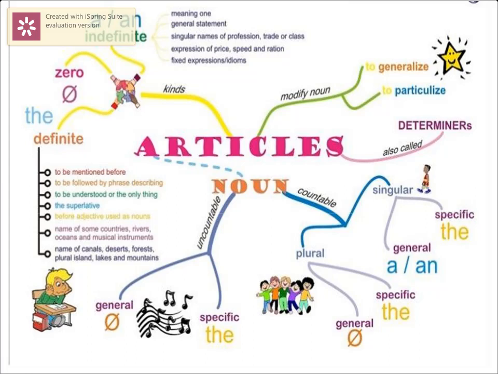In case of countable nouns, a and an are used for general singular countable nouns, or if you're talking about singular but specific nouns, then you use the. Similarly, in case of plurals, to talk about a specific group of plural countable nouns, we use the, and in case of general plural countable nouns, we do not use any article.